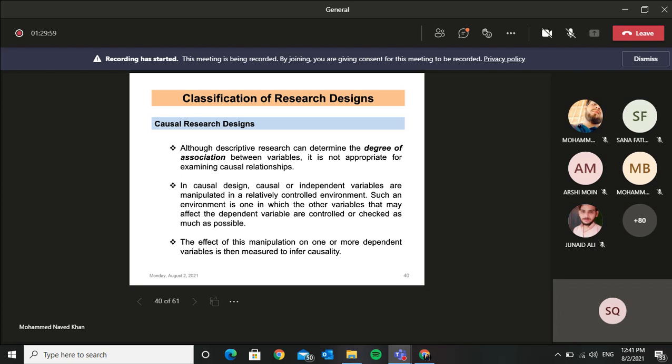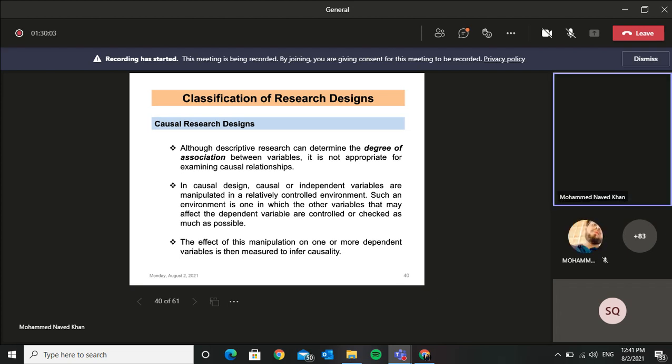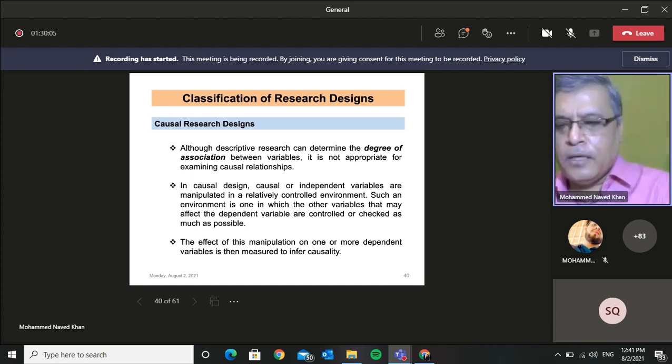Okay, I'm assuming that there are no more queries, so I'll proceed forward. Next we'll discuss the causal research designs. If you recall the slide on which we had a schematic diagram of different types of research designs, on one side we had exploratory, on the other conclusive. There we saw that in conclusive there were 2 possibilities: one is the descriptive, the other is the causal research designs.